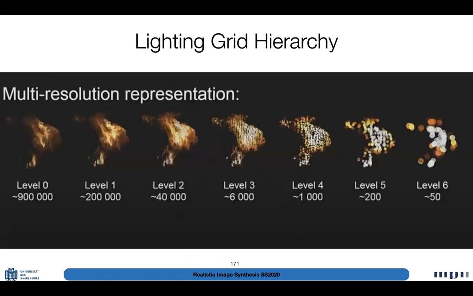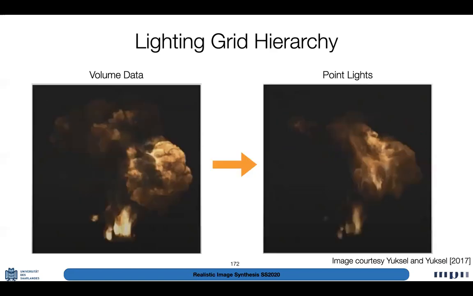This is just an overview of how this multi-resolution representation works. At level 0, you have all the VPLs, all the light sources, 900,000. At level 1, you see that it becomes coarser, and as you come to level 6, there are only 50 VPLs, the coarse level, which represents the full illumination of the scene here, of the smoke. So there is no trickery. What they do is that they take the volume data and they represent it as point lights. There is nothing special happening.